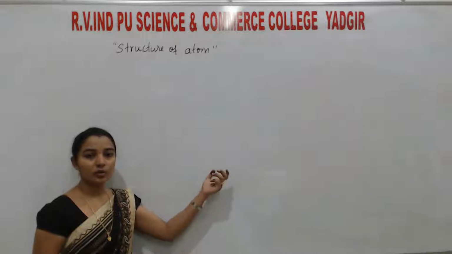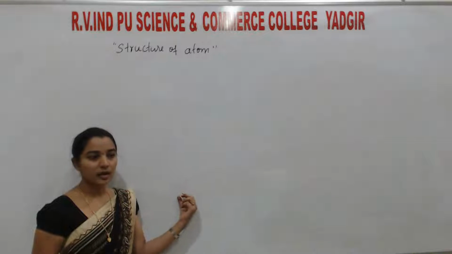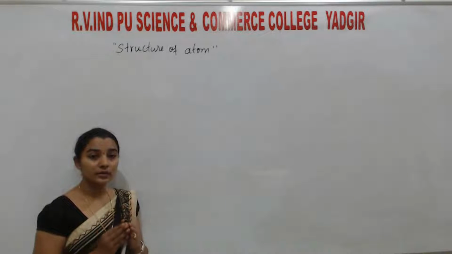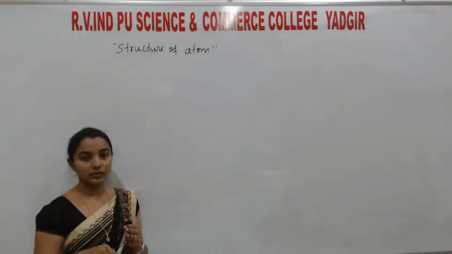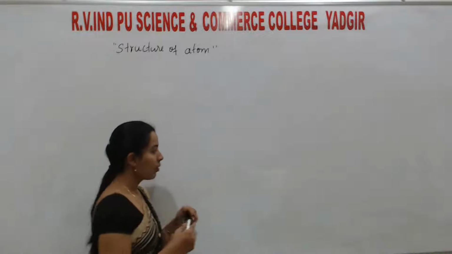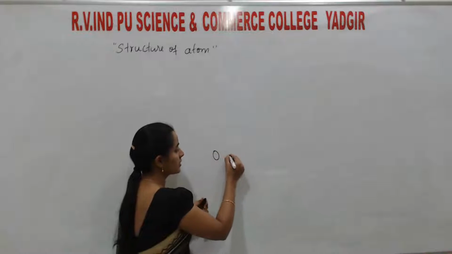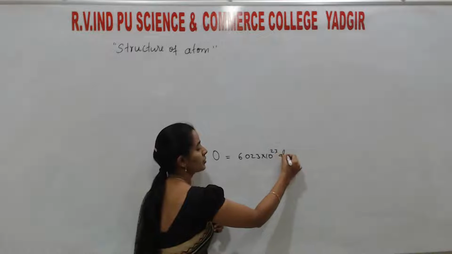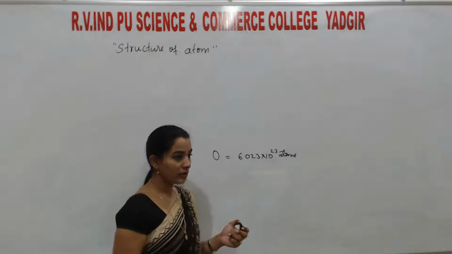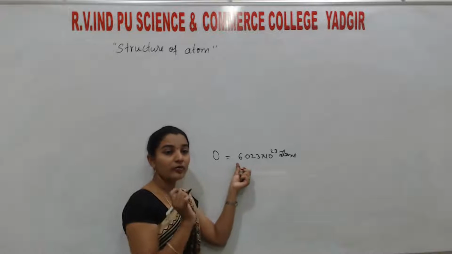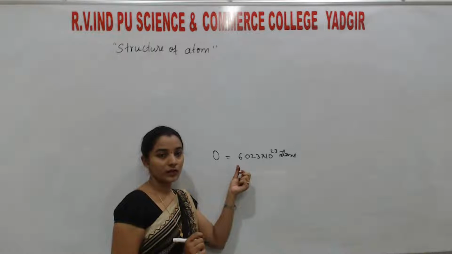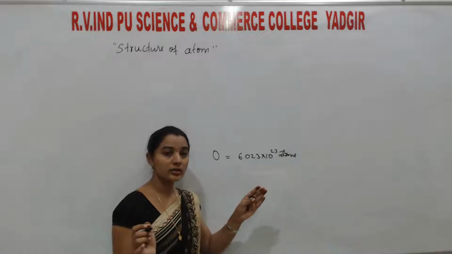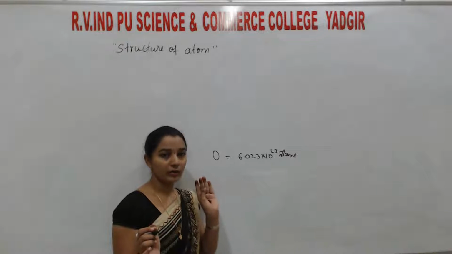C6H12O6 is there, glucose. C is atom, H is atom, O is atom. The smallest indivisible particle of matter is called atom. And remember, one mole of oxygen consists of 6.023 into 10 power 23 atoms. So in this, only one atom we have to consider. This atom is indivisible and it is the smallest composition of the matter.